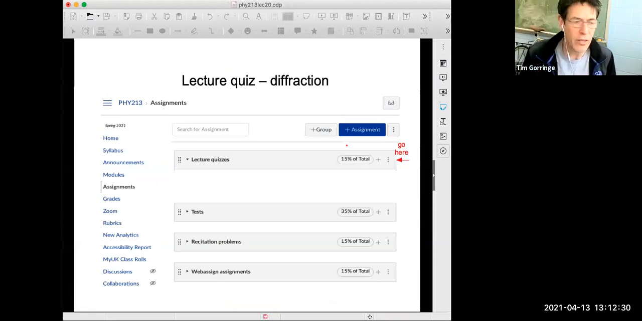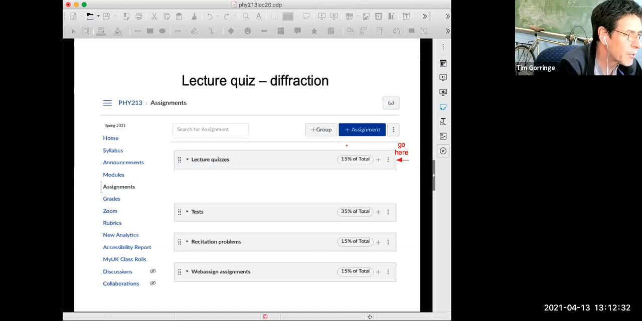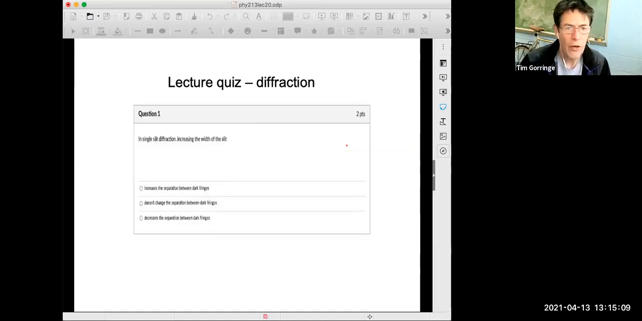Okay, I have a quiz, so let me try and publish the quiz. Okay, I think time's up on the quiz. Let me give you the answer to the quiz. The quiz question asks you, in single slit diffraction, supposing you increase the width of the slit, what happens to the diffraction pattern? Do the pattern shrink? Do the minima get closer? Or does the pattern expand? Does the distance between the minima get larger?